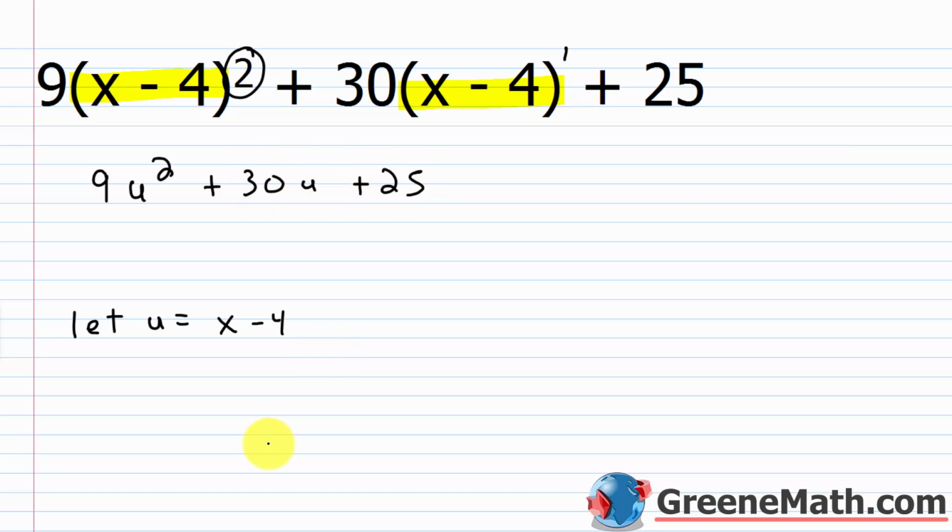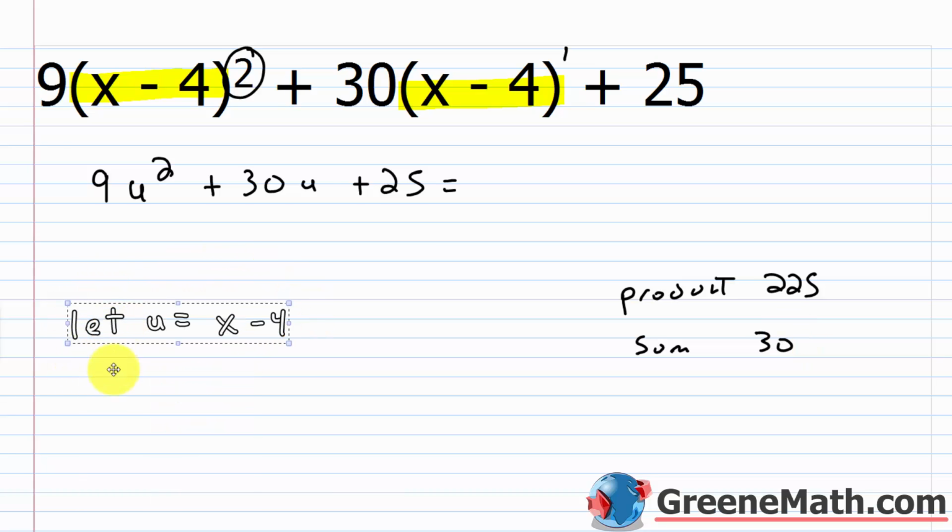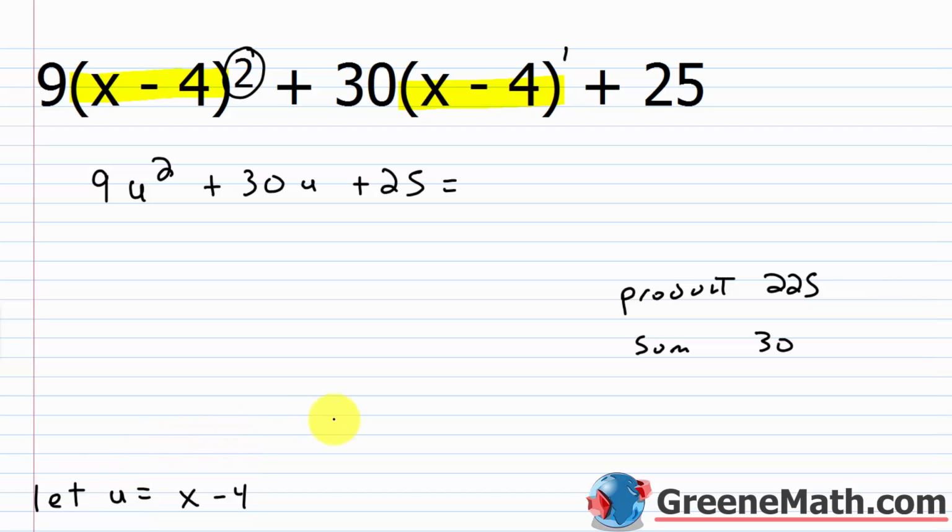Now, I'm going to factor this using the grouping method. So this will be equal to, I want two integers whose product is 9 times 25, or 225, and whose sum is 30. So 225, if I'm breaking that down, let me get this out of the way real quick. 225, I know, is 1 times 225. That's not going to help me.